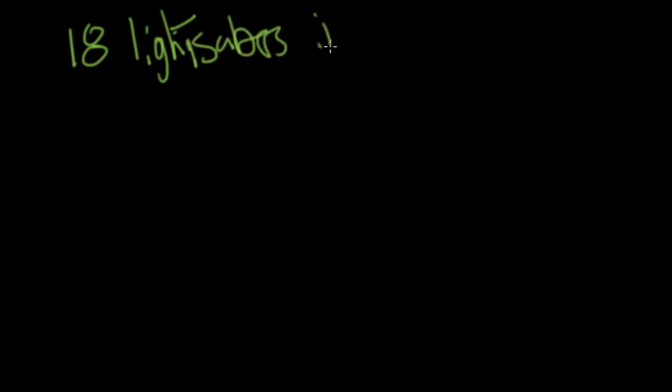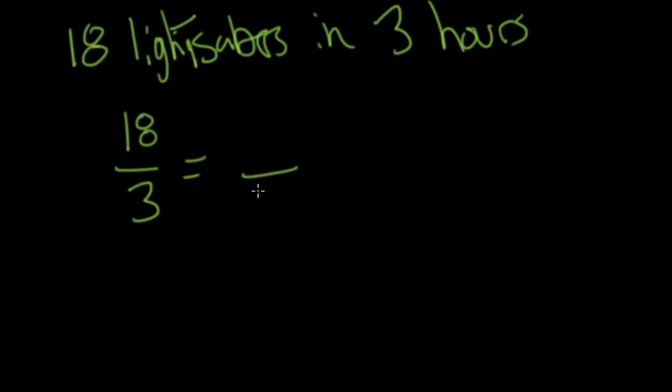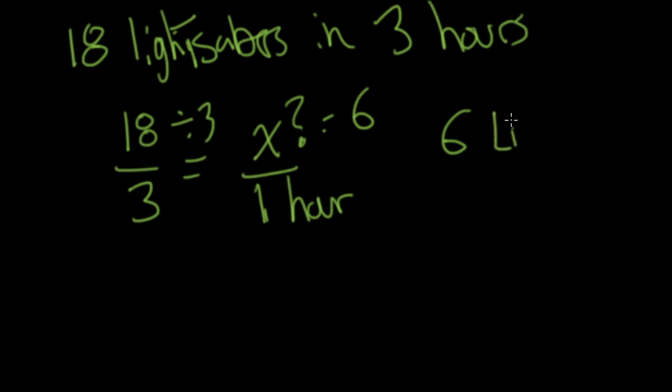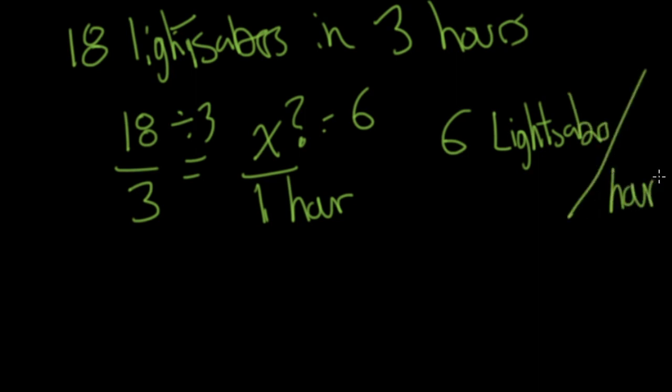Okay, moving along, here we go. Let's talk about more unit rates. Let's say, with the Jedi theme, you could make 18 lightsabers in 3 hours. And I want to know the unit rate: in 1 hour, how many could you make? Well, 3 divided by 3 would give you 1. So I'm going to divide 18 by 3, and that would give you 6. So you can make 6 lightsabers per hour.